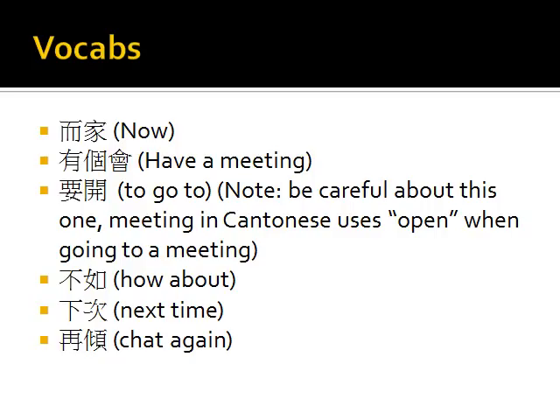要開, in this case, again, as I described before, this is more or less to go to, but in Cantonese we use open when going to a meeting. That's why we have need open in this case, which is 要開 in Cantonese. Next one is 不如, this is how about in Cantonese. 下次 is next time, and lastly, 再傾 means chat again in Cantonese.